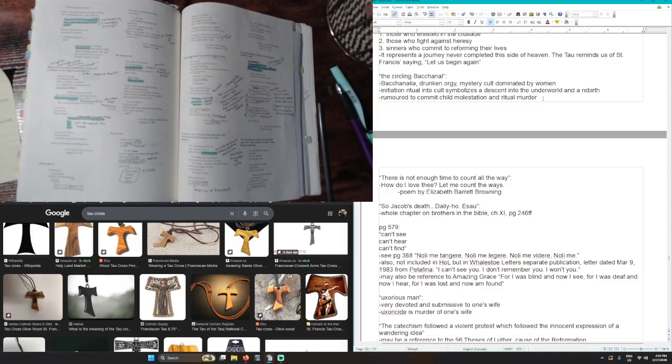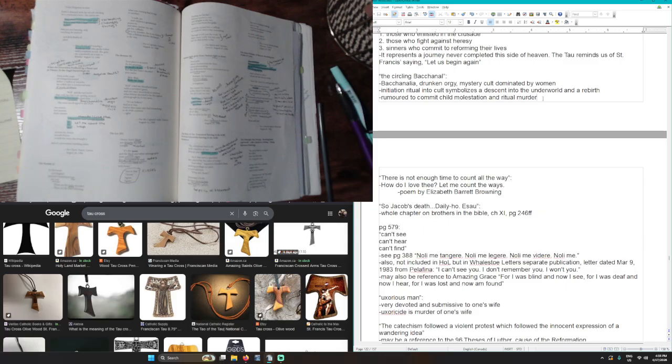So bacchanal is a reference to the Bacchanalia, which is a drunken orgy, a mystery cult dominated by women. It was an initiation ritual into the cult, symbolized a descent into the underworld and a rebirth. So we got a lot of references to hell, or the HoL, hell. Orpheus going into the underworld. We got a lot of references to different versions of hell in the underworld. So yeah, this is fitting with that.